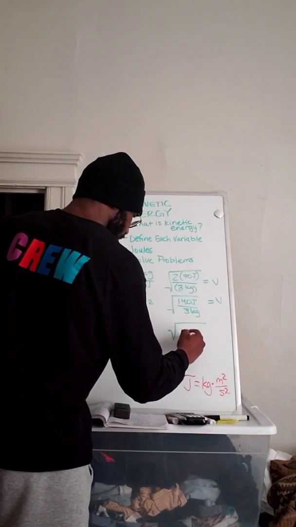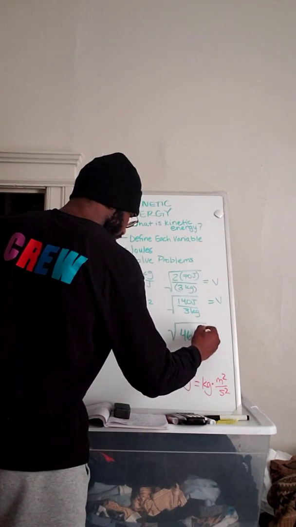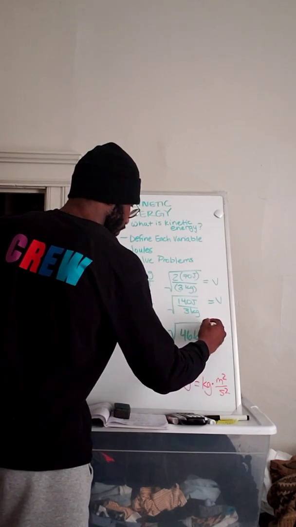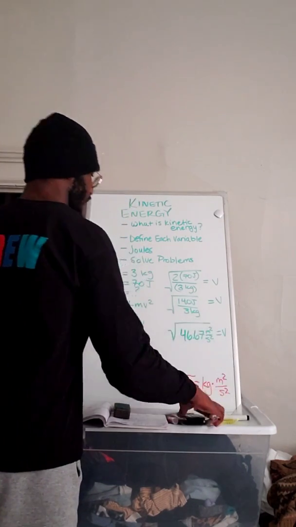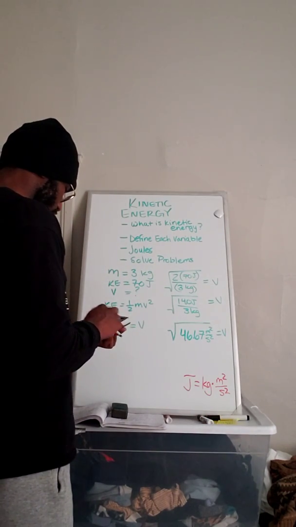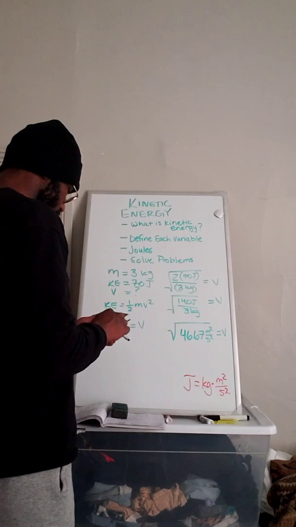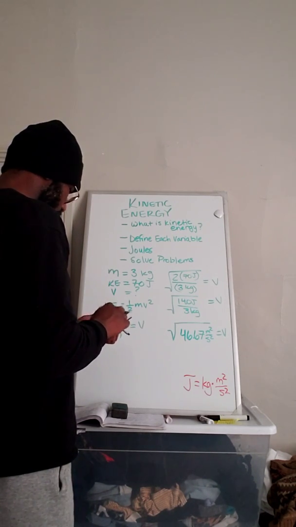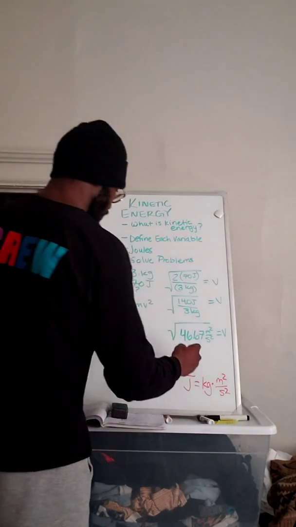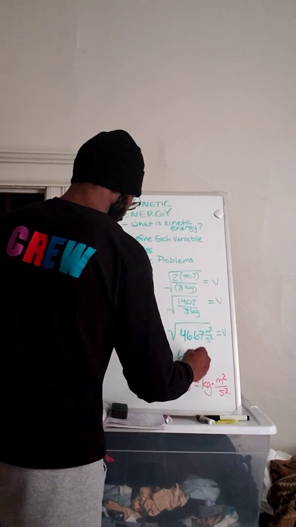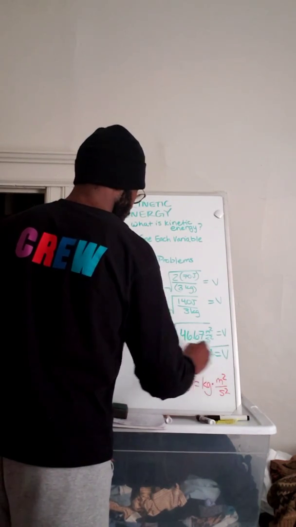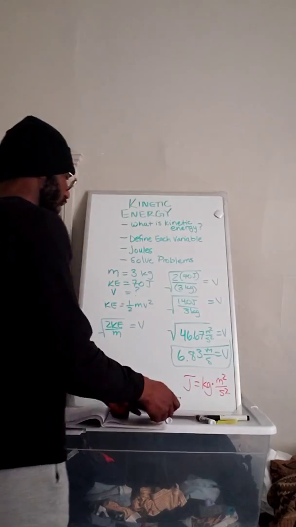That's going to equal 46.67 meters squared per second squared. All right, that's going to equal V. So now we have to take the square root of that. So the square root of 46.67 equals 6.83 meters per second. That's going to be the velocity of the dodgeball.